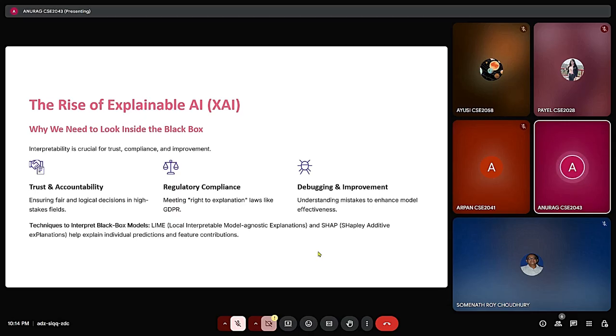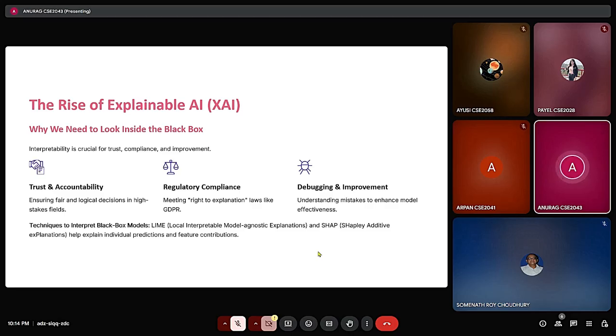First, trust and accountability. If a medical AI system recommends a treatment, the doctor needs to know why so they can trust and verify it. Second, regulatory compliance. Laws like GDPR give people the right to explanation for automated decisions that affect them. Third is debugging and improvement. If our model makes mistakes, understanding its reasoning helps us fix those errors.